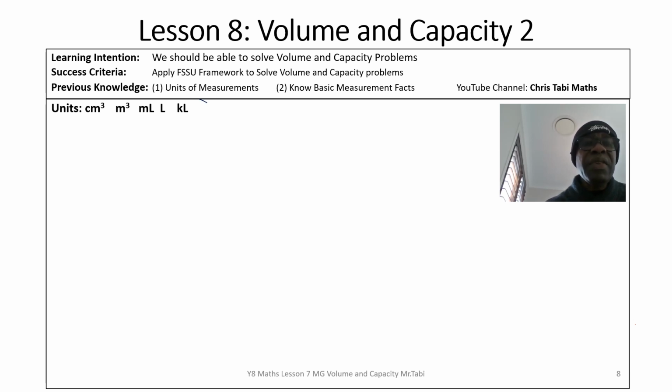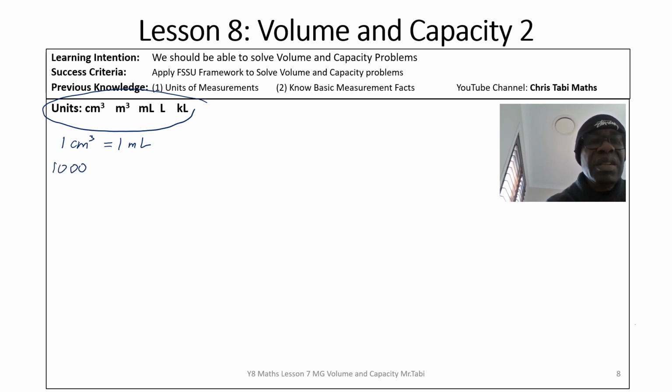So now let's focus more on unit conversions for a moment, because already we do know that 1 cubic centimeter equals 1 milliliter. So that means 1,000 cubic centimeters, which is equal to 1,000 milliliters, is also equal to 1 liter. Right.